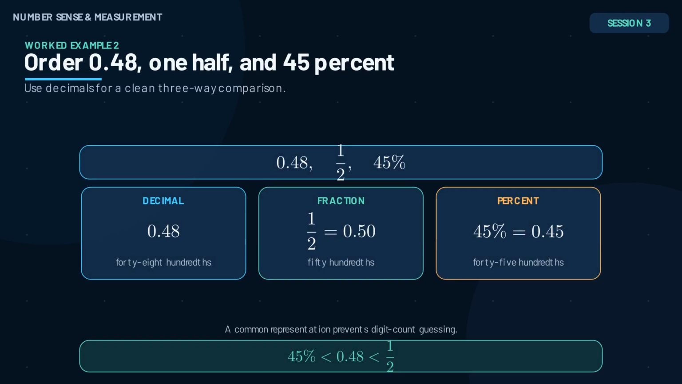Order 0.48, 1/2, and 45%. Convert 1/2 to 0.50. Convert 45% to 0.45. The three decimal values are 0.45, 0.48, and 0.50. Therefore, 45% is least, then 0.48, and 1/2 is greatest.